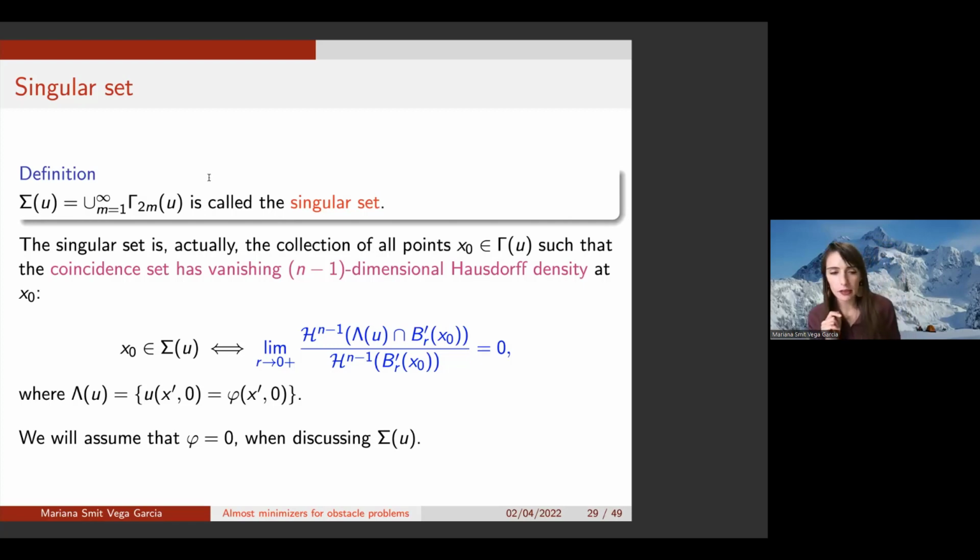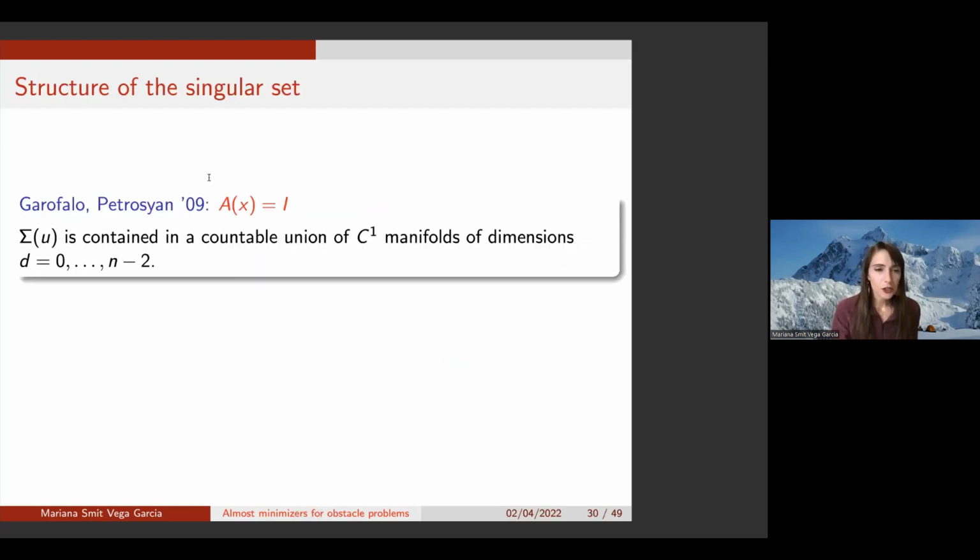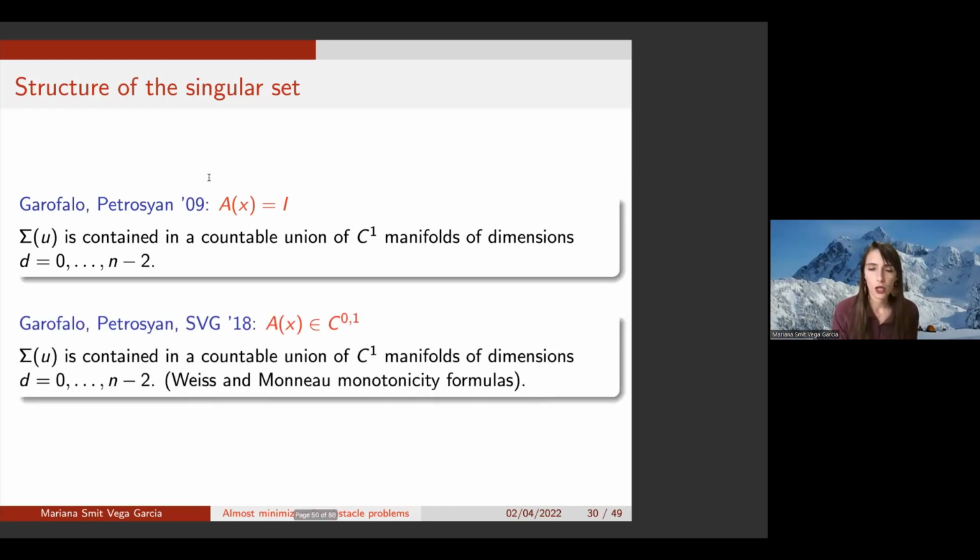For this part, let me say, I'm just going to assume the obstacle is 0, otherwise the formulas become quite hairy. The first thing that you do in the case of the Laplacian, you can actually do other monotonicity formulas around those singular points, and you're able to prove that the singular set is actually inside a countable union of C1 manifolds of certain dimensions, dimensions 0, 1, 2, all the way to n-2. We were then able to generalize this result, assuming the coefficients of the matrix were Lipschitz.